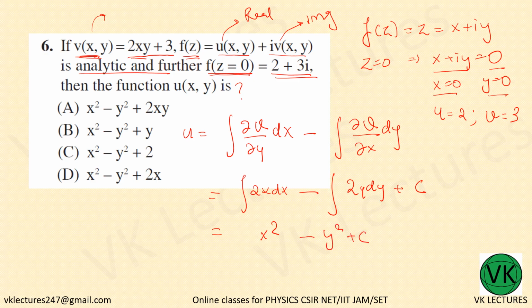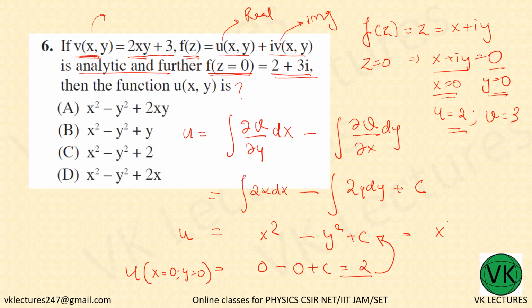So that is u. But u at x equal to 0, y equal to 0 is given as 2. So u at x equal to 0 and y equal to 0 is equal to 0 minus 0 plus c, which equals 2. So c equal to 2. Just substitute the value of c here, you get the answer: x square minus y square plus 2. So this is your option C.